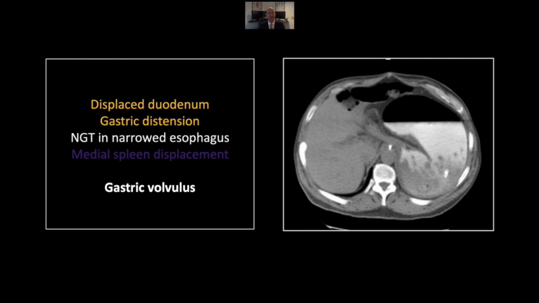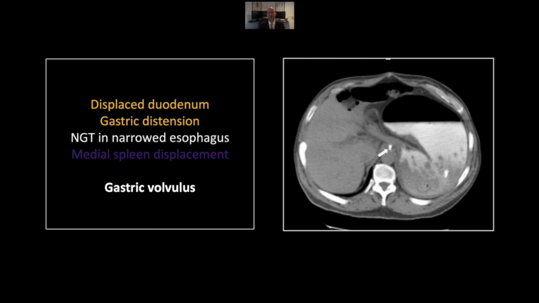Our next case is a gastric volvulus. This is of the mesenteroaxial or mesoaxial type, where, and this is the important point, the duodenum lies above the gastroesophageal junction. So here it is lying above the GE junction, and that is the critical thing that allows you to diagnose the mesoaxial type of gastric volvulus. The stomach is obviously obstructed and markedly distended.